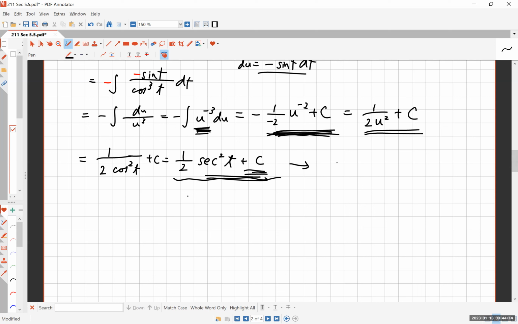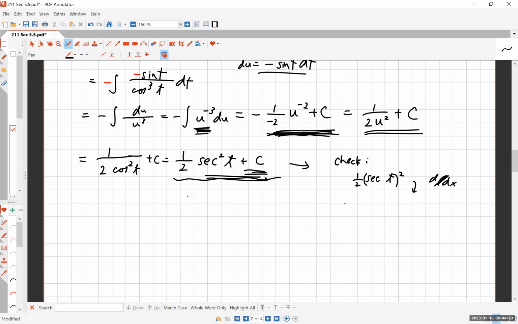Is it right? Okay, let's check. I'm a little concerned. Maybe I didn't do something right. Okay, so if I start with this, which is, by the way, maybe I can rewrite it this way. Let's try to differentiate. Okay, so d/dx.